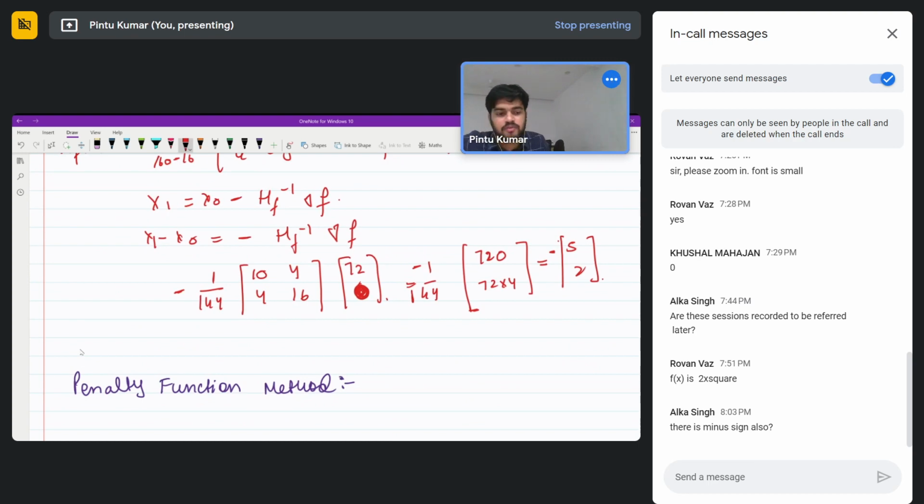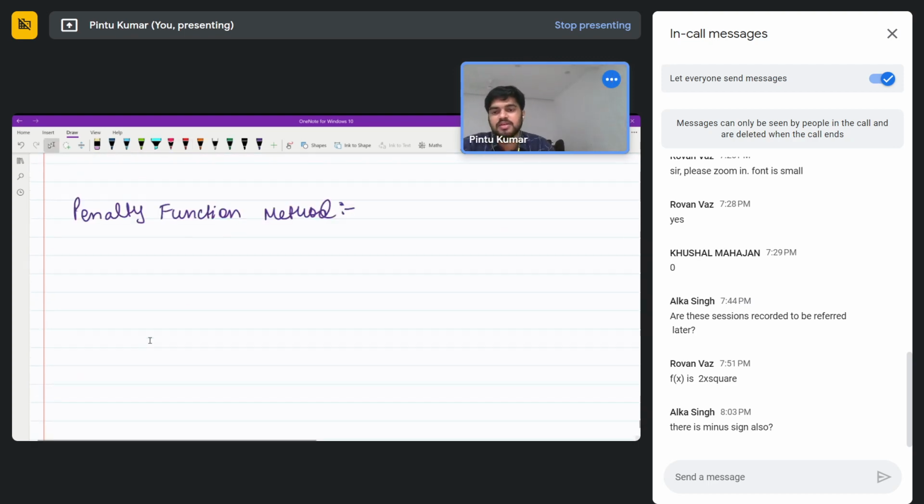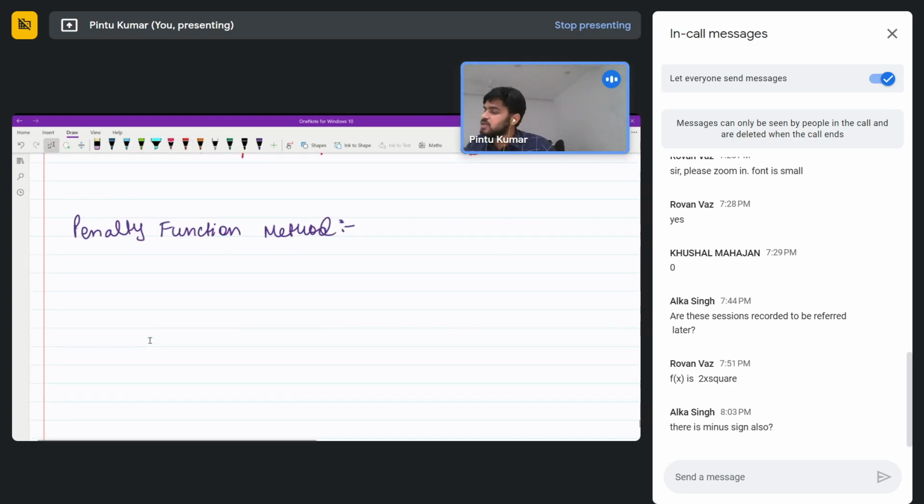Any doubt in whatever we have discussed till now? Then I'll just briefly tell you what the penalty function method is. I don't have any example based on it, and there is no question in the assignment based on it, but I still want to cover it.